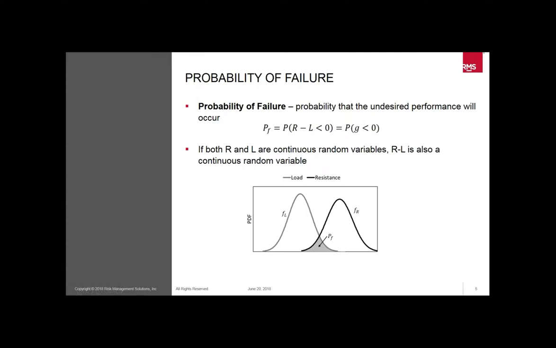As your distributions move apart, the probability of failure decreases. As the means come closer together, the probability of failure increases. Okay, this is a very simple concept, but it can be quite difficult to actually calculate the probability of failure directly.